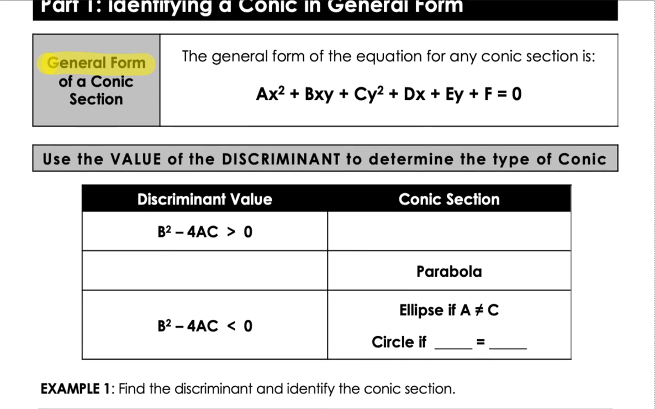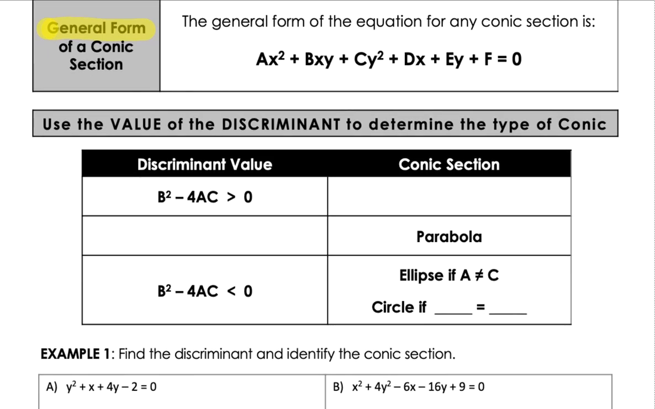It allows us to do a couple different things. The first thing we can do is, since it's the general form of any conic section, we can use the value of the discriminant to determine the type of conic section that we're talking about. Remember that's b squared minus 4ac. Your b, a, and c are all coming from this equation, so we're looking at the coefficients on the x squared term, the xy term, and the y squared term.